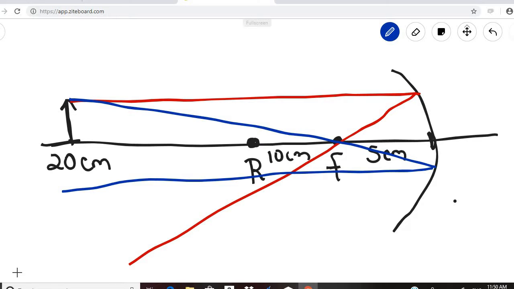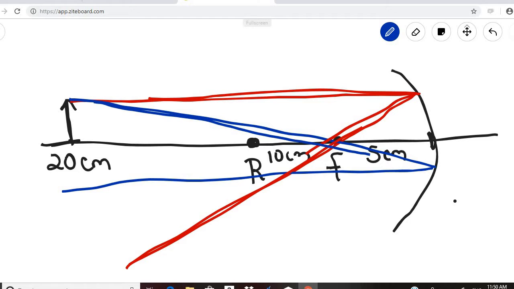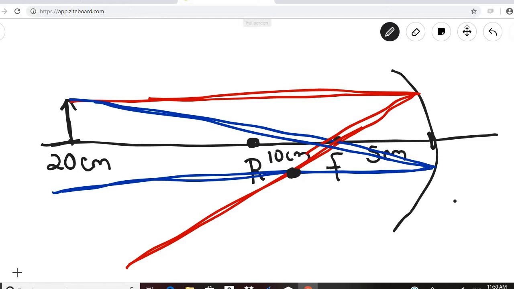And then what we look at is where the reflected lines intersect. Okay, so the red one came in here and it reflected out here. And then the blue one went through the focal point and it reflected out horizontally. So then we looked at where the 2 reflected beams of light intersect, and they intersect right here. Okay, and so at that point we would draw our image.